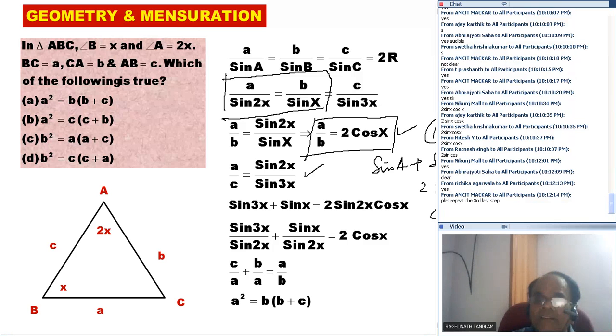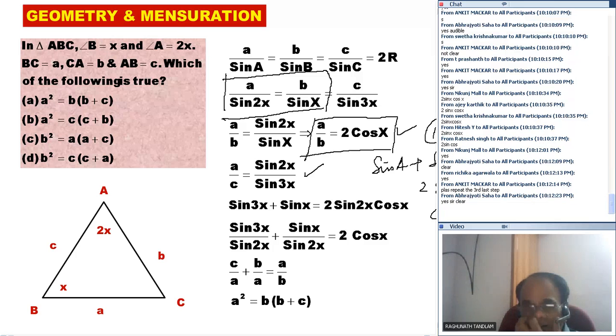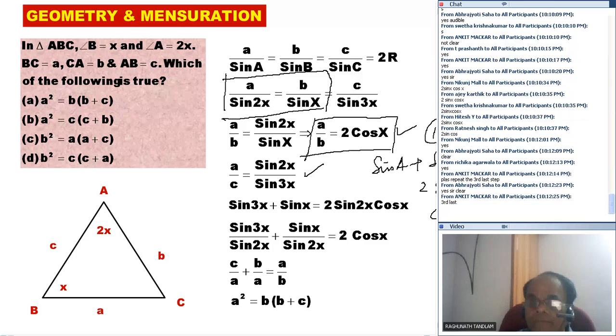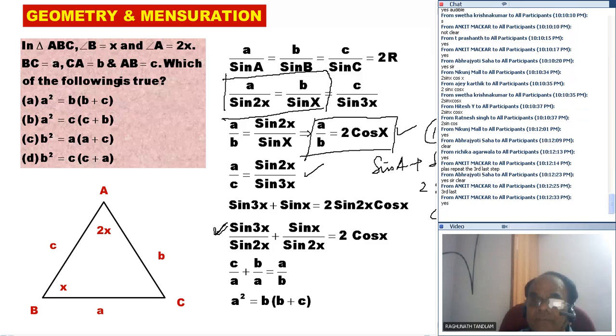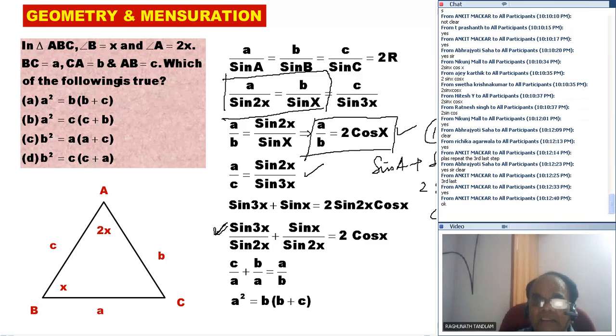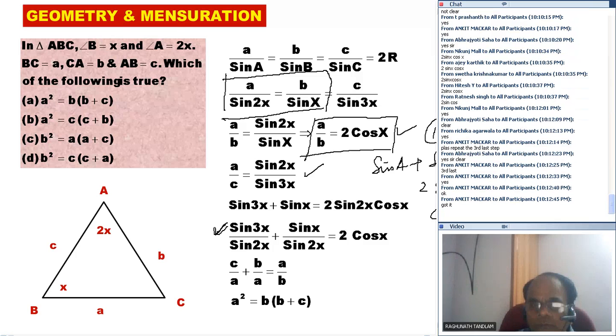What step you want me to repeat? This one? Ankit, and Amit, you want me to repeat this or this? This step. 1, 2, 3. This one. Is this the one you are asking, Ankit? Divide by sine 2x on all sides. I'm dividing both the sides by sine 2x. When I divide by sine 2x, sine 3x by sine 2x plus sine x by sine 2x equals 2 cos x.